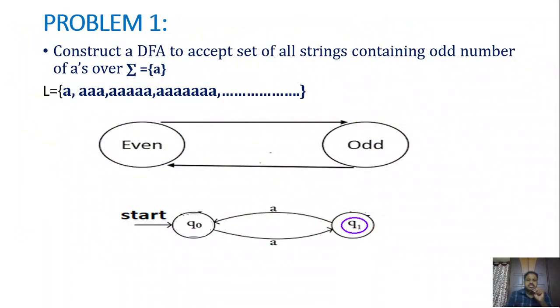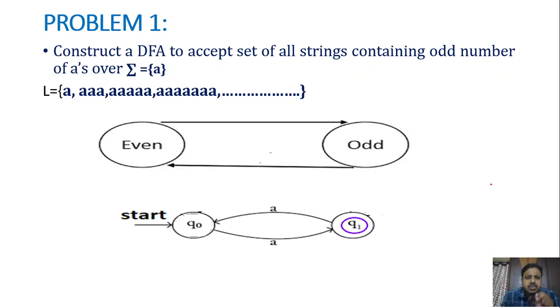Next one, just practice this problem. Construct a DFA to accept the set of all strings containing an odd number of a's over sigma equal to the set of a. Here you have to construct a DFA that will accept an odd number of a's. In the previous session we saw how to construct the DFA that accepts an even number of a's, but here the DFA must accept an odd number of a's.